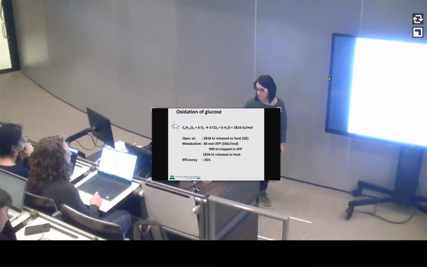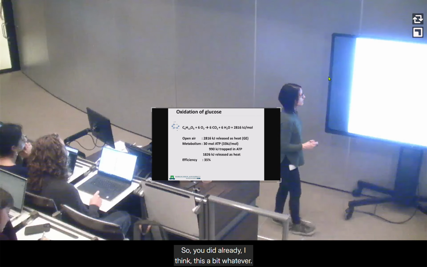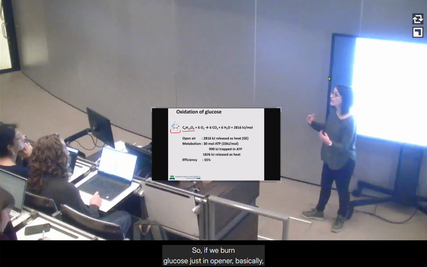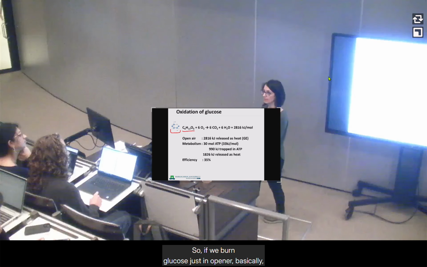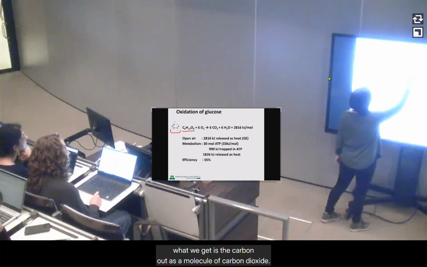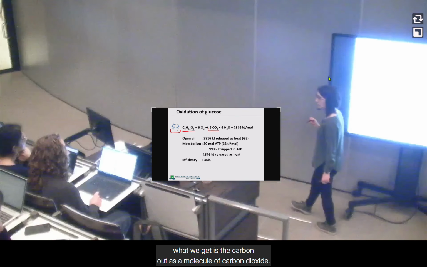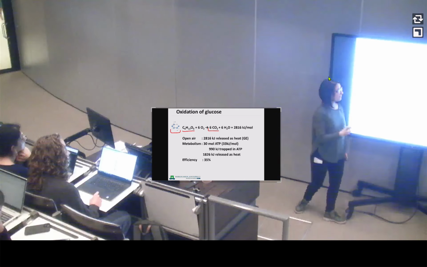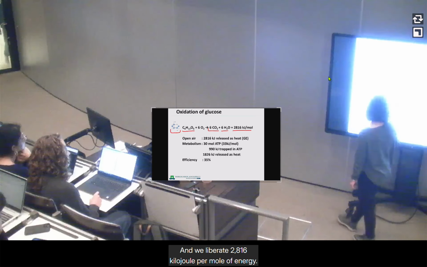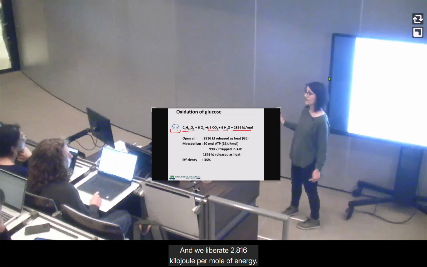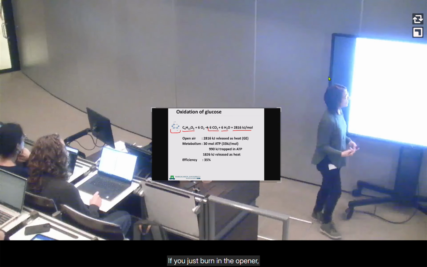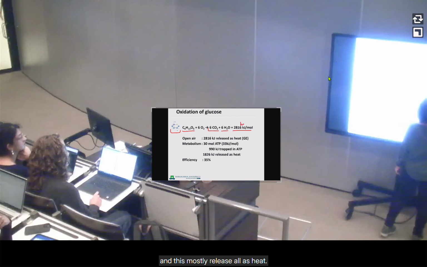Okay. So you did this already a bit with Evert. Again, let's recap. This is the structure of glucose, the molecular structure. If we burn glucose just in open air, basically what we get is the carbon out as a molecule of carbon dioxide. We liberate water. So this is the chemical reaction. And we liberate 2,816 kilojoule per mole of energy. This is the energy content in glucose if you just burn it in the open air, and this is mostly all released as heat.